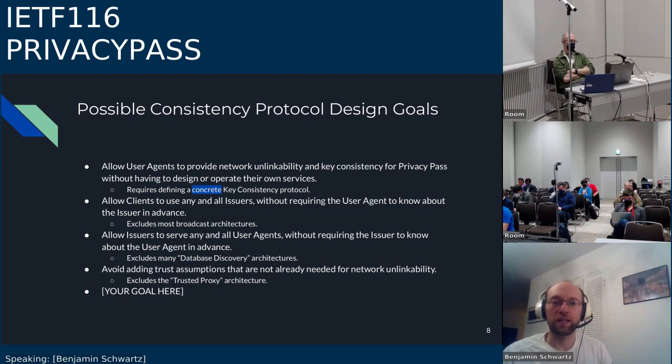It would be nice if clients can use any issuer without needing their user agent to have approved that issuer in advance. It would be nice if issuers can serve any user agent without the issuer having to know about the user agent in advance. Those go to these consolidation questions. And it would be nice to avoid adding even more trust assumptions, in other words, weakening our threat model even further than we already have. So those are some goals that we might have, but I think there are probably other goals that other people in this group might have too.